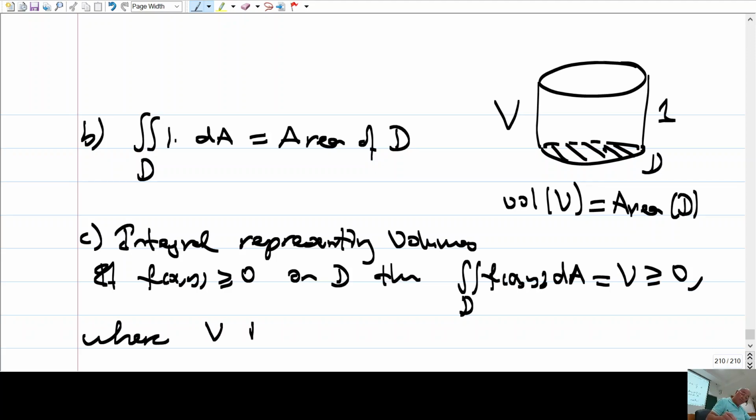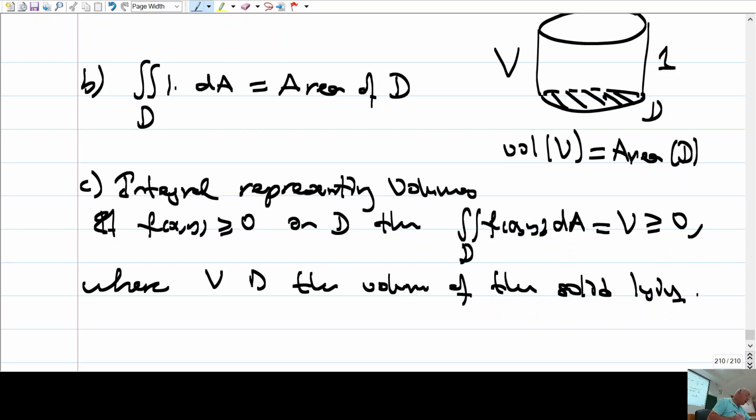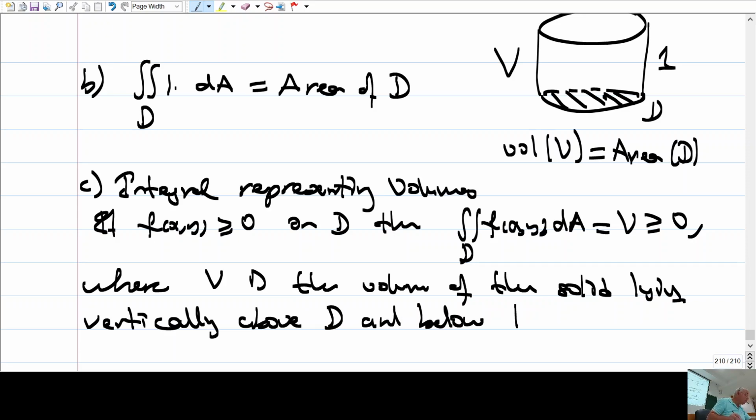V is the volume of the solid lying vertically above D and below the surface z equals f(x,y).